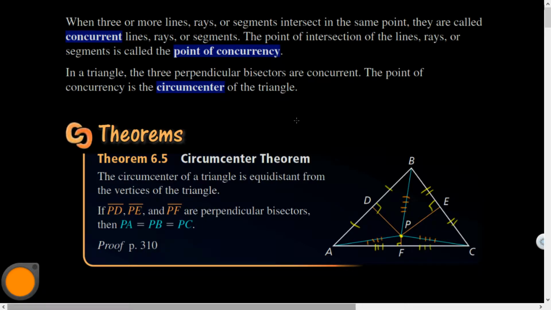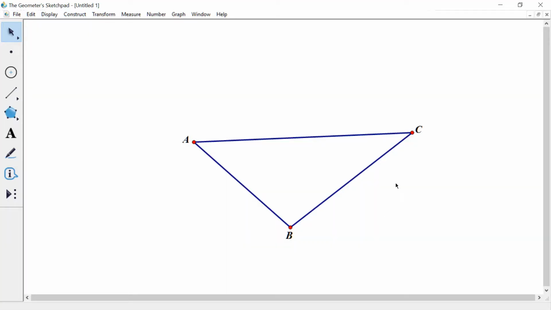Now, the word circumcenter has kind of a prefix for circle in there, and the word center. Now, how is this going to relate to circles? Well, let me show you here. Let me open up some Geometer's Sketchpad.